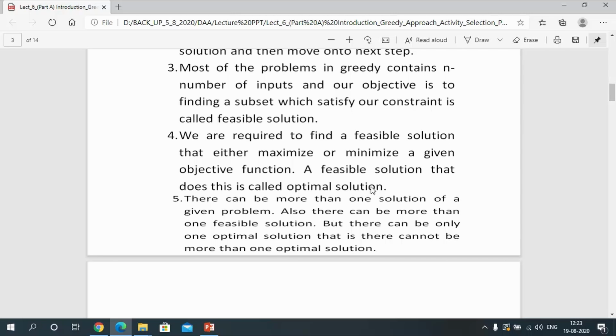This was all about the greedy approach. In the next lecture, we will take up job sequencing.